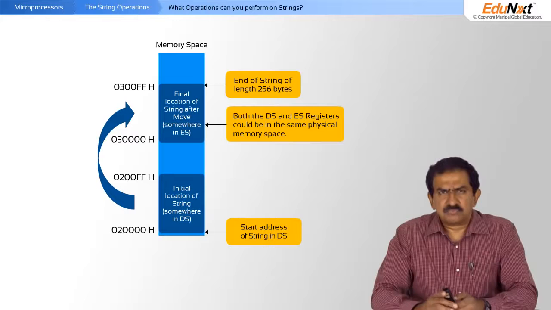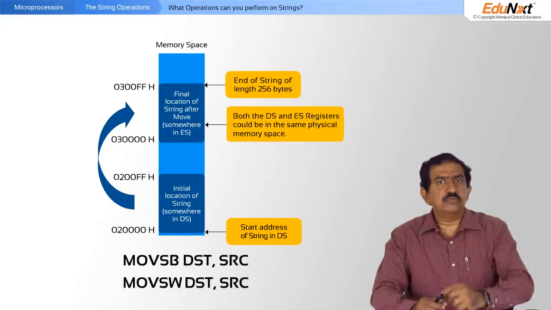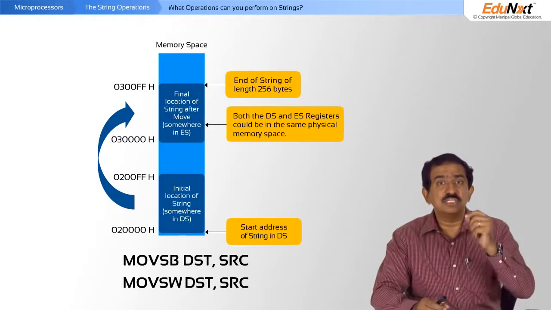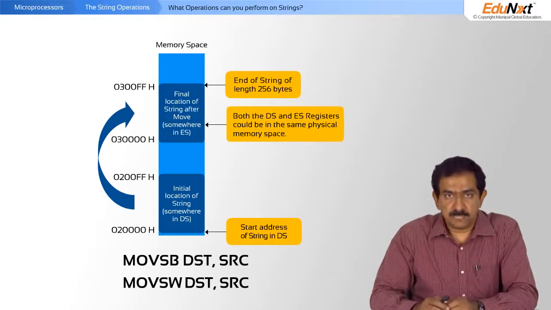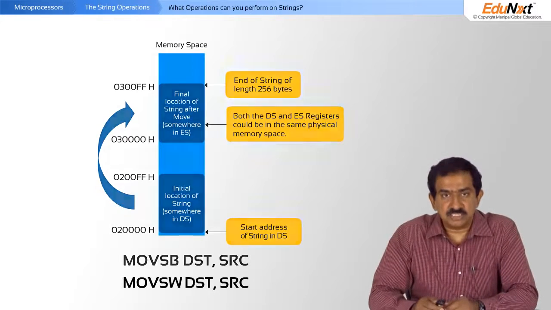Now, the important thing here is that these move instructions ensure that the sanity of the data is maintained, that the sequence of the data is maintained automatically. Now, if you didn't have the string instruction, what would you have to do as a programmer? Right? So let's assume you didn't have the MOVSB or the MOVSW instructions.